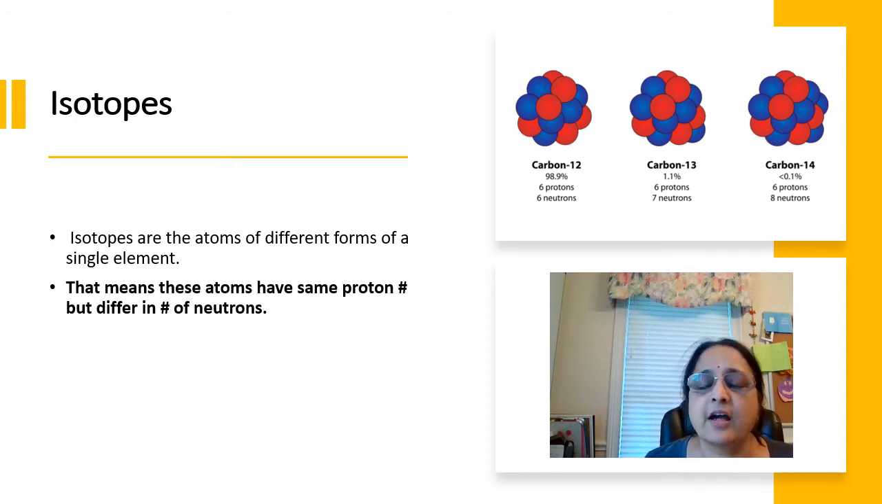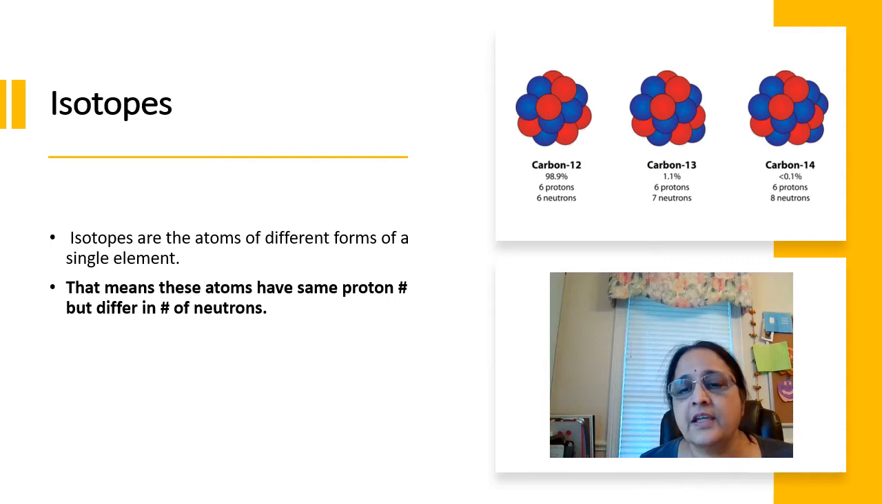In nature, almost 98.9% of abundance is there to exist this kind of atoms in the nature. But when it comes to carbon 13, only 1.1% is available in the nature. The number of protons is 6, but the number of neutrons is 7. Then carbon 14 has 6 protons and 8 neutrons.